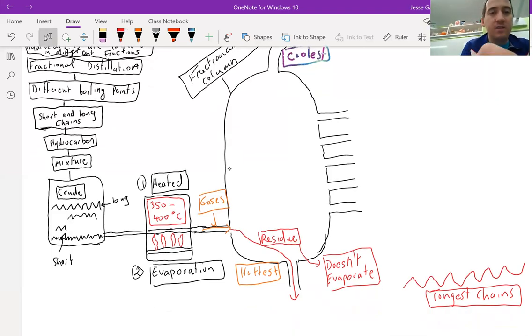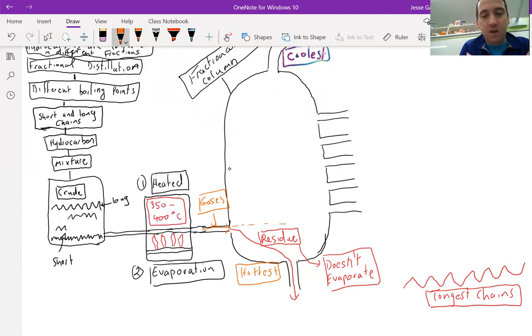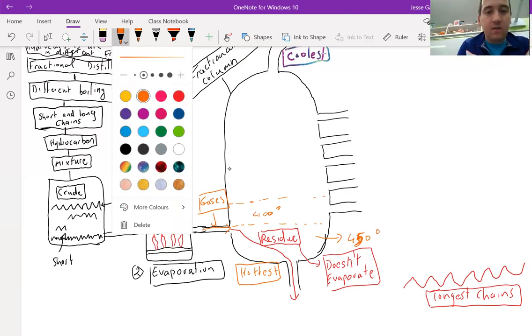Now, the different parts of the column from here on out will have different temperatures. At the very bottom of the column, you're talking 400 degrees or so. Okay, the next level up has started to cool a bit. So the bottom one's probably 450 degrees, we'll say 450. And this next one is about 400 degrees.